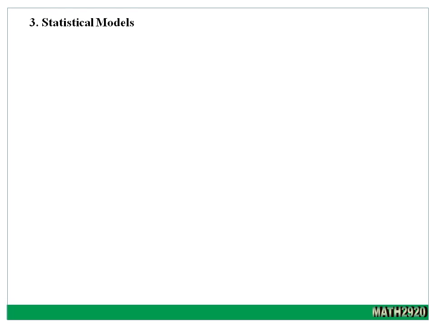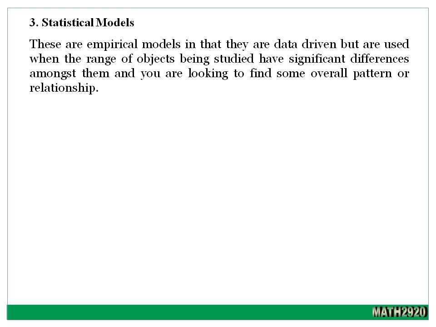The next category of models are statistical models. And really these are empirical models, and they're based on data. But the difference to the purely empirical model is that the data that we get usually has a fair variation in it, and to get out what you want, you have to do some sort of manipulations of the data, and those manipulations will involve all sorts of statistical methods.